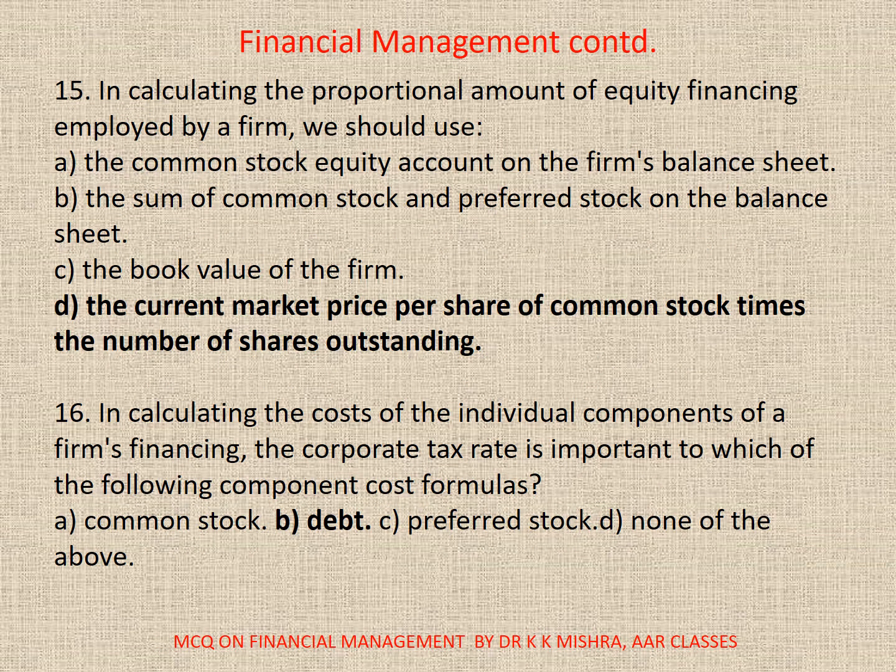15. In calculating the proportional amount of equity financing employed by a firm, we should use, the correct option is D, the current market price per share of common stock times the number of shares outstanding.